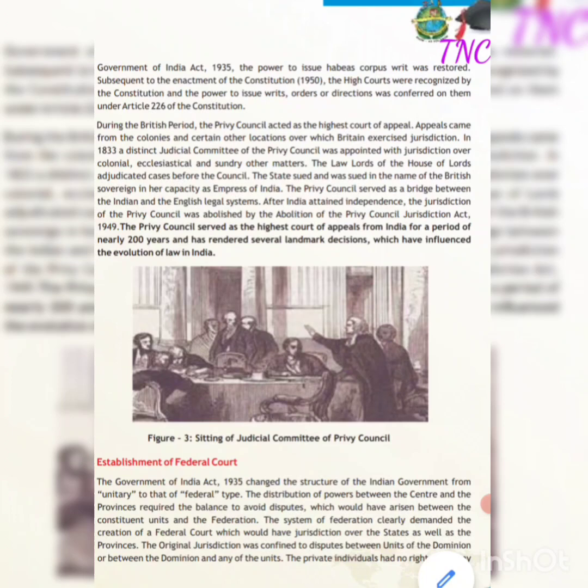After India attained independence, the jurisdiction of the Privy Council was abolished by the Abolition of Privy Council Jurisdiction Act 1949. So by the name itself of the Act, you can predict what was in this Act: to abolish the jurisdiction of the Privy Council after independence. So it was in the year 1949.